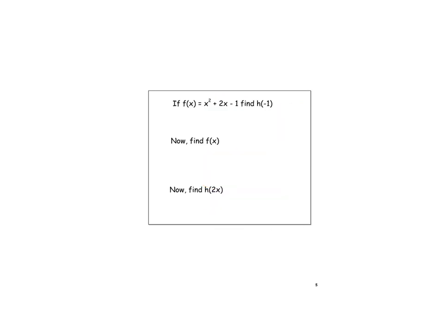Last example, before you try the Delta Math assignment: if f of x equals x squared plus 2x minus 1, find f of negative 1. So I'm going to plug in negative 1 here and here. I have to plug in twice for this one because it has an x here and here.